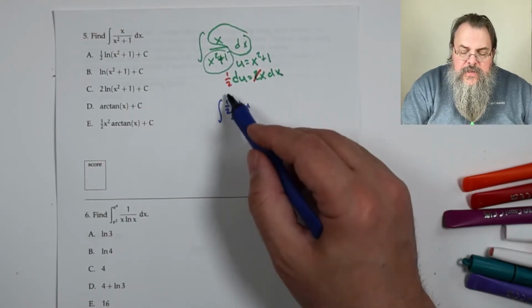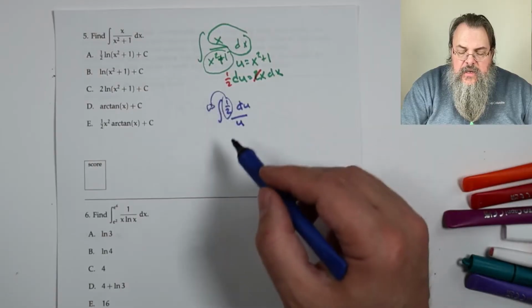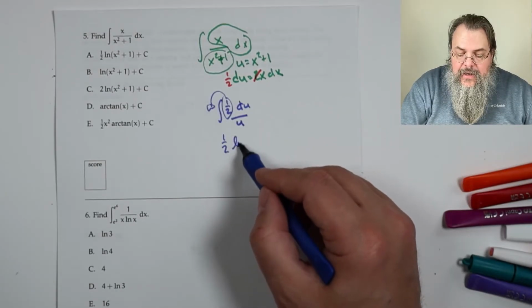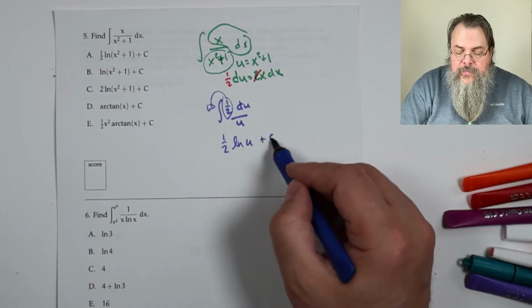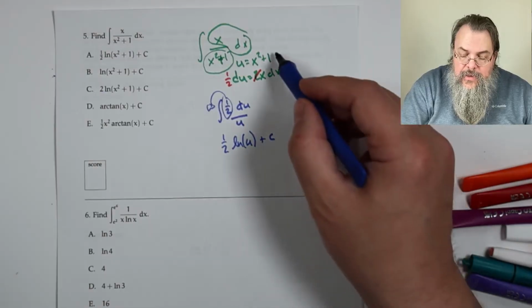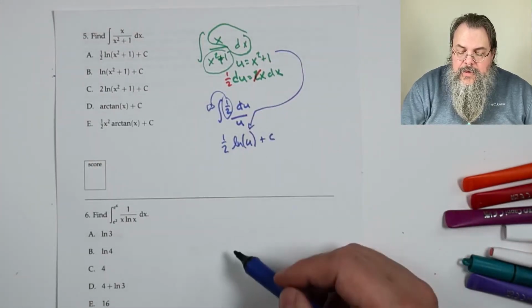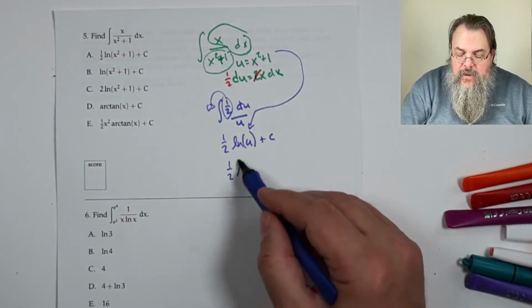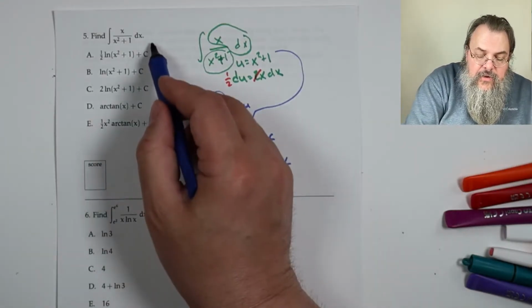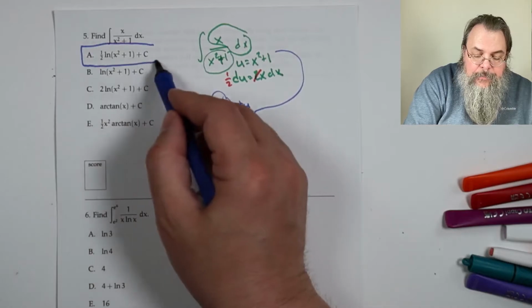And so the 1/2 just comes out. That's just a constant. And so, okay, but what's the integral of 1 over u? Log u. And all right, well, are we done? No, because you got to put back what u is. So 1/2 log of x squared plus 1. So the answer is A.